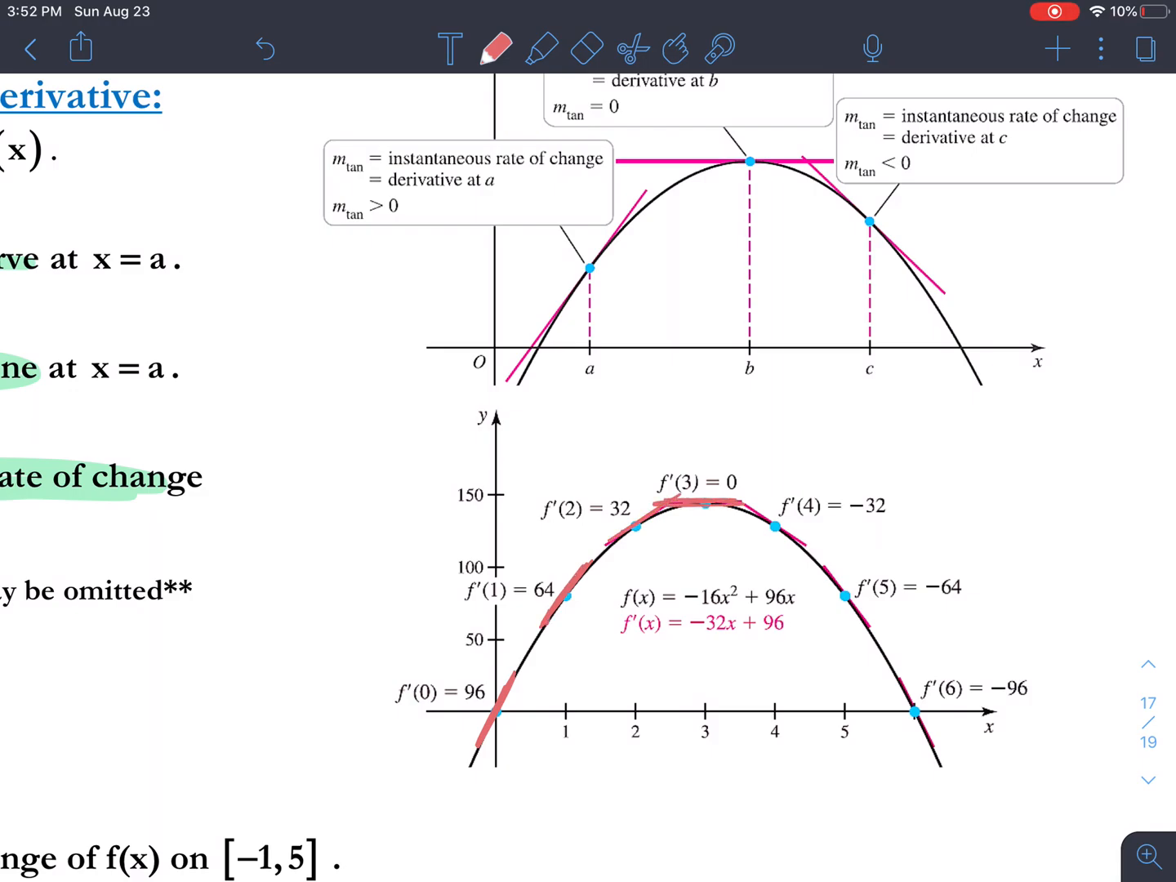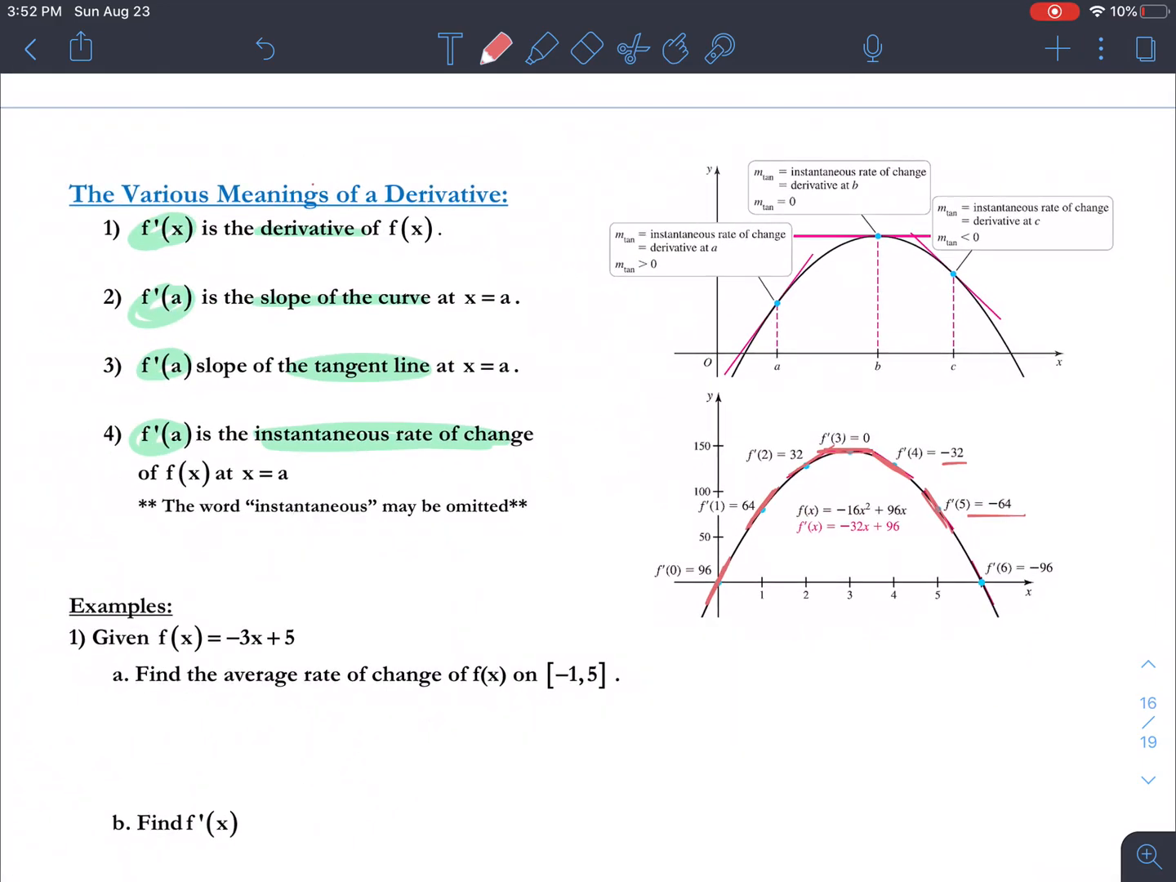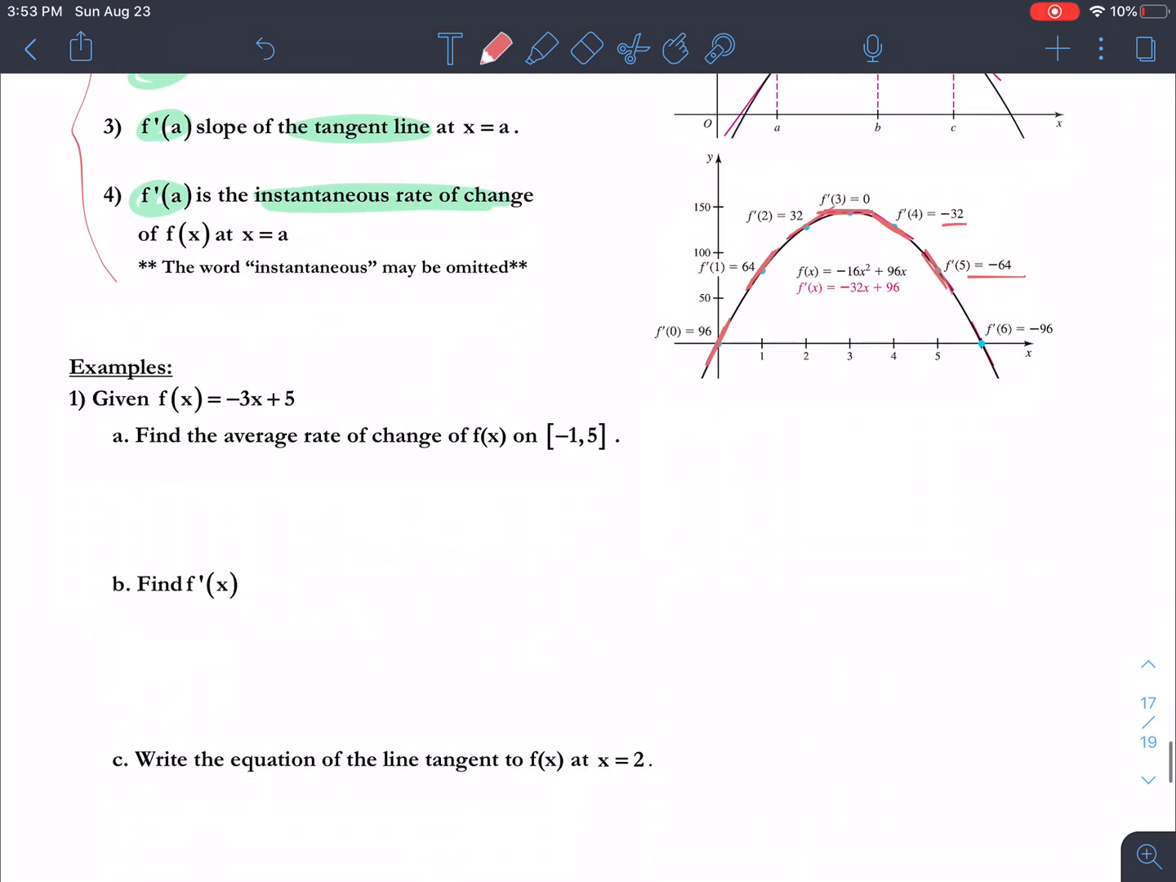Okay, when I'm at the top here, I'm at a slope of 0. What happens as the slope is turning? Negative 32, negative 64. So we're going to be working a lot more with this graphically, but just an idea. And again, you've got that instantaneous rate of change, derivative, all these different meanings. All right, so let's take a look at actually solving some of these.